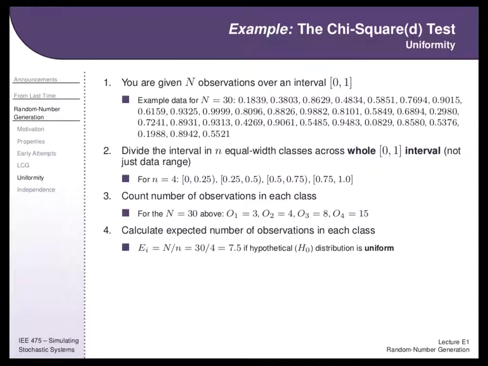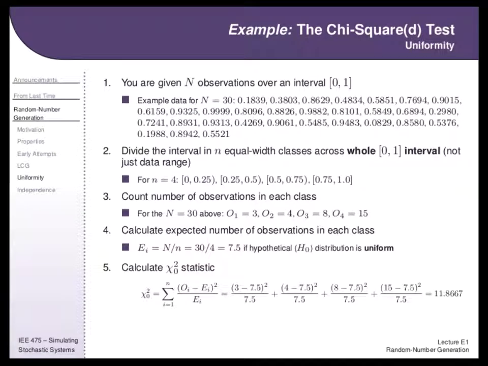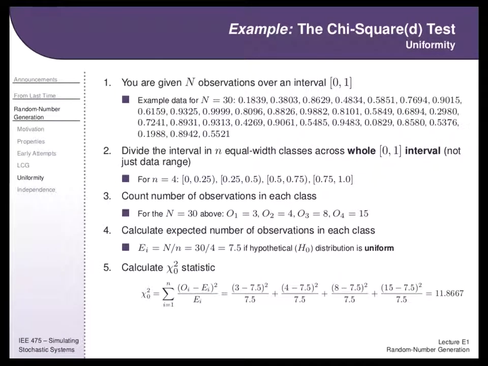And then I figure out how many I would expect. Well, if I've got 30 observations, if they were uniformly distributed, I'd roughly get 7.5, so 7 or 8, in each subinterval. So that allows me to calculate the chi-squared statistic, which is just a sum of 4 numbers. This is the deviation for the low subinterval, the deviation for the 2 middle ones, and the deviation for the outer one. So I see the observed numbers, 3, 4, 8, 15, and the expected numbers, 7.5, 7.5, 7.5, 7.5, all divided by 7.5. And that gives me this number out here, 11.8667. That's my chi-squared statistic for this.